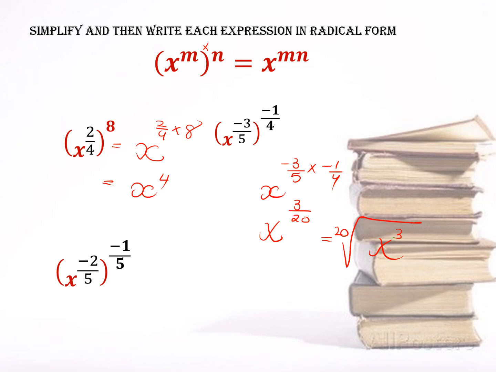Let's do the last question, that is power to the power. So you will multiply the powers with each other. So negative 2 by 5 times negative 1 over 5, you will get x to the power 2 over 25. Now write it in the radical form. So the index is 25 and x has square.